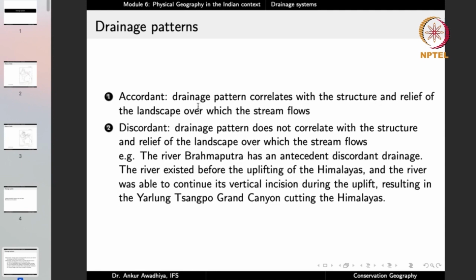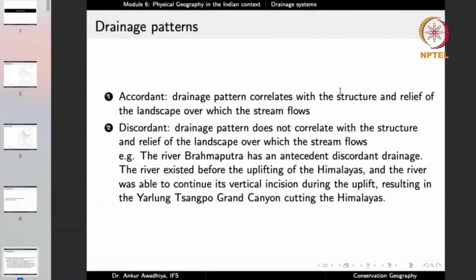Accordant pattern is the drainage pattern that is correlated with the structure and relief of the landscape over which the stream flows. So essentially it maintains a coordination with the structure and relief of the landscape. Essentially, if you have a river that follows the slope of the land, then we'll say that it is an accordant pattern.